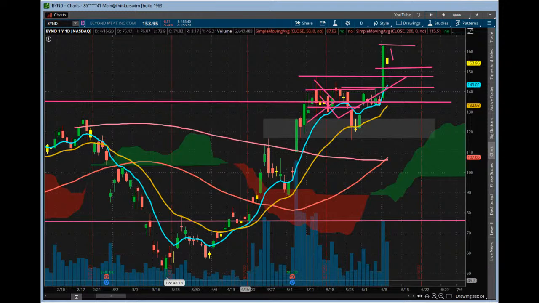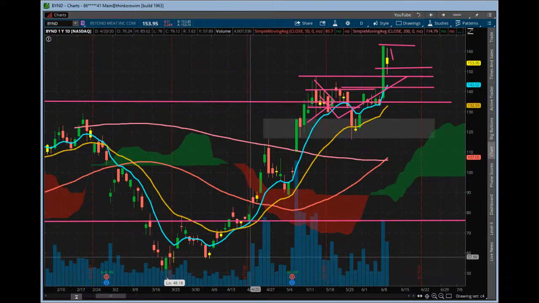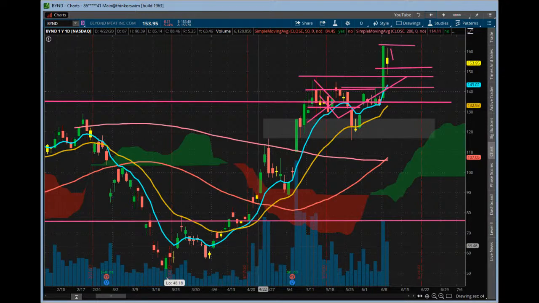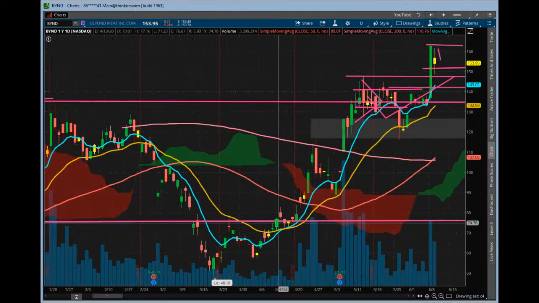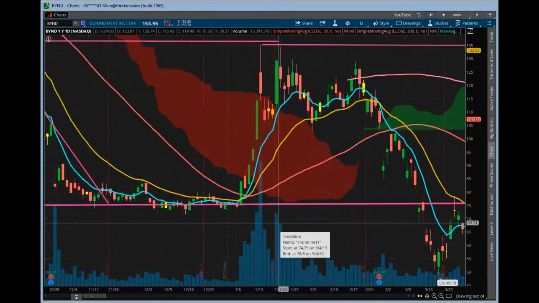So we had low volume right here, higher volume, higher volume, higher volume, right? Inside day, a little bit lower, higher volume. There's your breakout candle right there, and then you got that move, right? So this volume is showing you that a move is getting ready to happen, right? Now this was a big one here on Beyond recently.